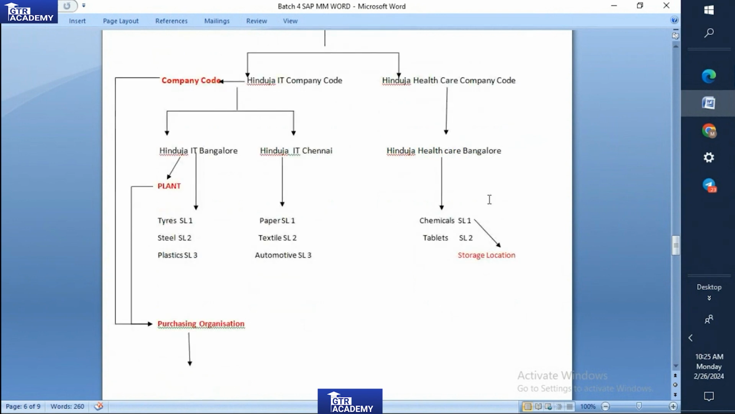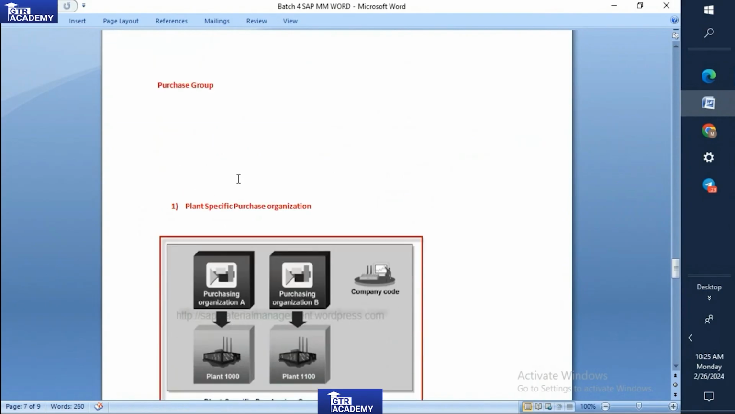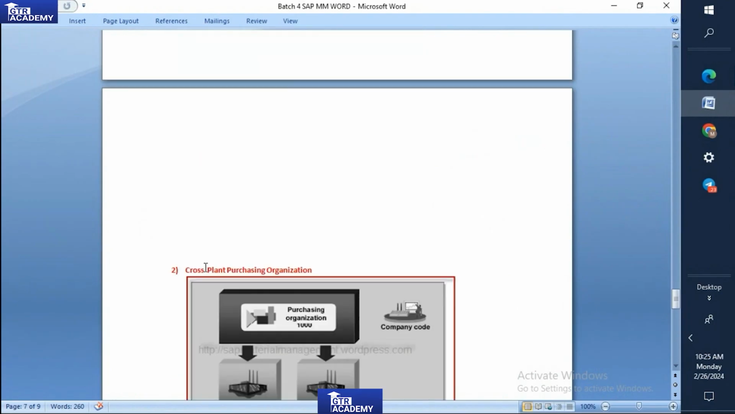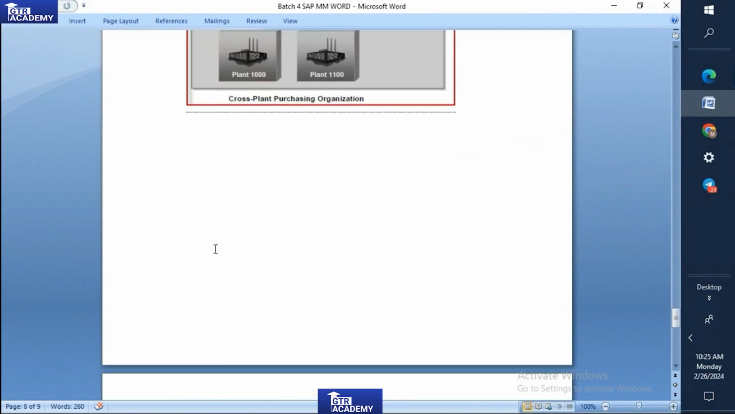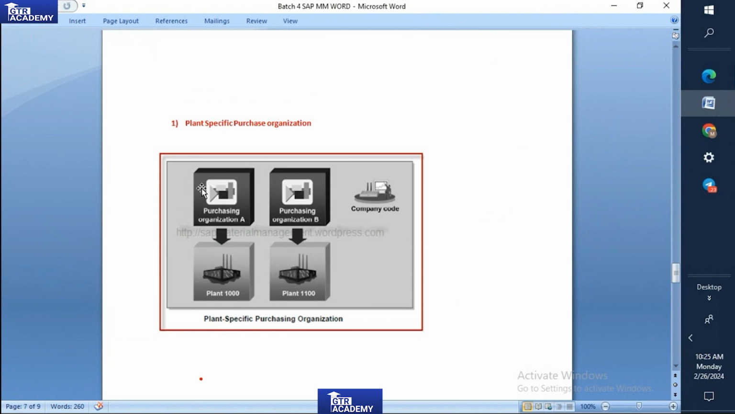So we'll move on to the different types of purchasing organization. Till now, anybody has any doubt? No, sir. Okay. See, there are different types of purchasing organization. For example, I'll tell 3 types today: one is plant specific, the second is cross plant, and the third is cross company code purchase organization. First, I'll explain one by one. Can anybody answer: plant specific purchase organization, what will it do?